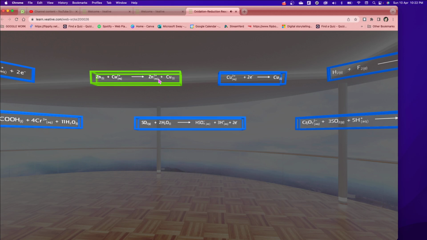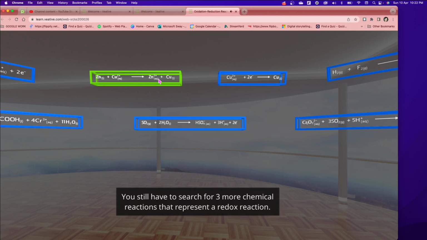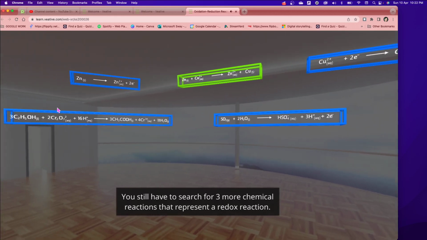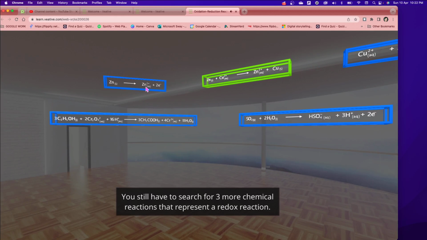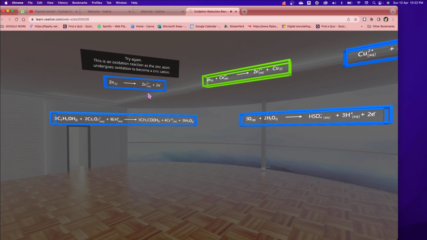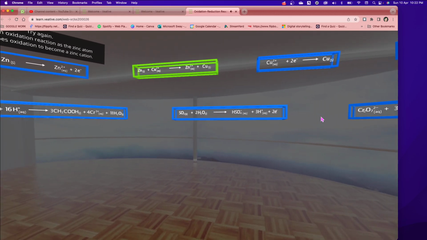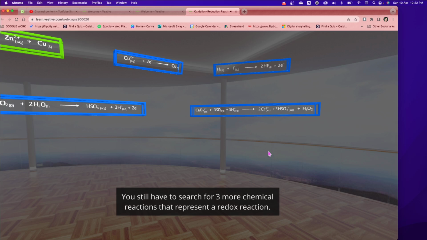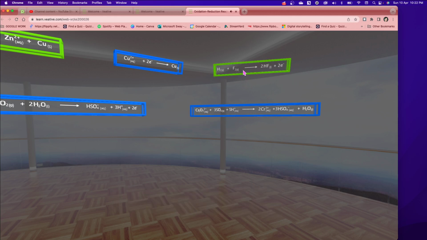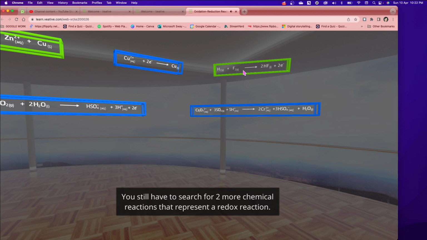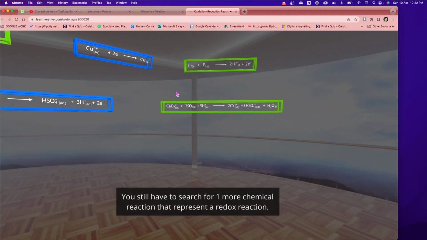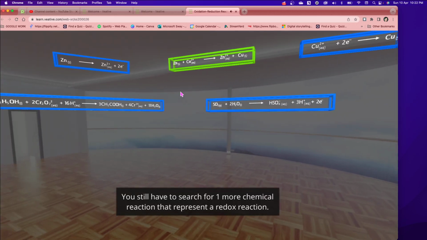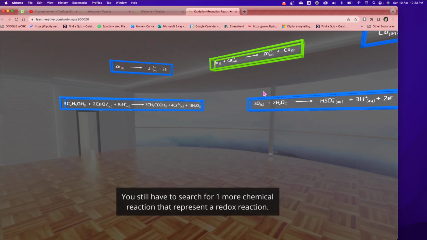Right! You still have to search for 3 more chemical reactions that represent a redox reaction. Try again. This is an oxidation reaction, as the zinc atom undergoes oxidation to become a zinc cation. You still have to search for 3 more chemical reactions, then 2 more, then 1 more chemical reaction that represents a redox reaction.